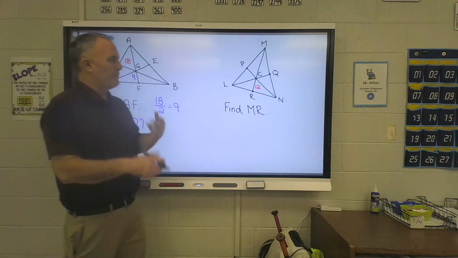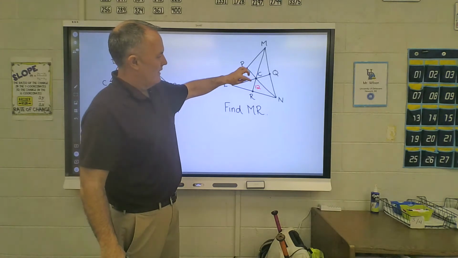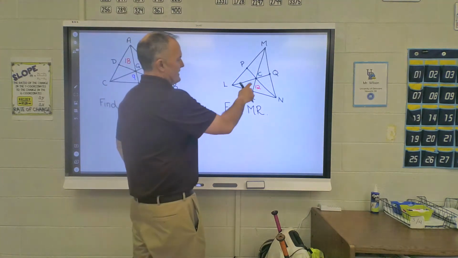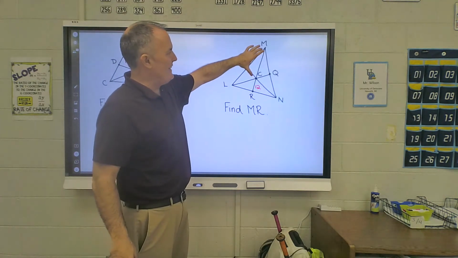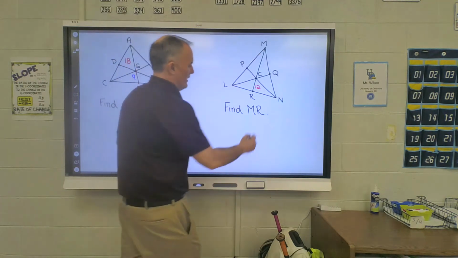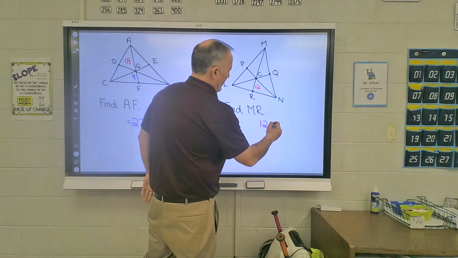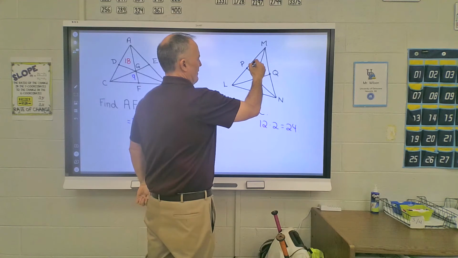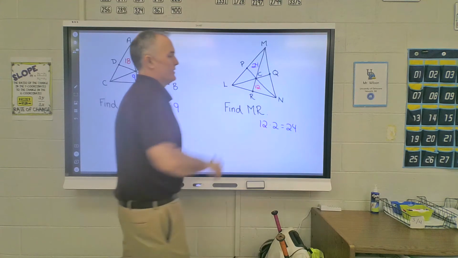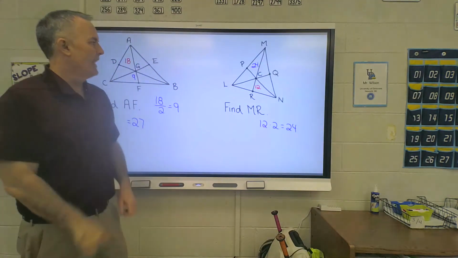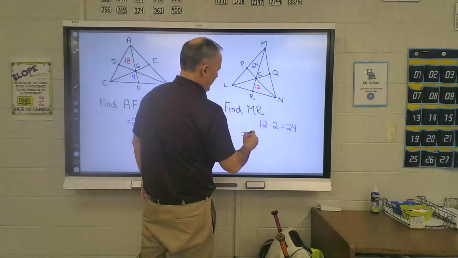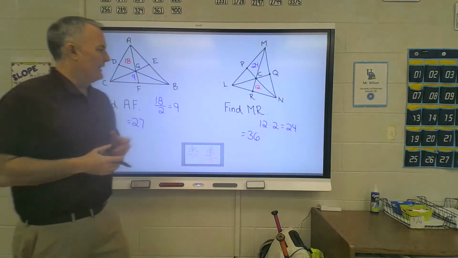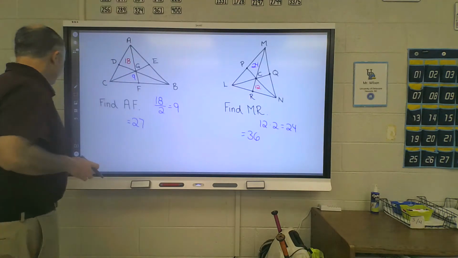Over here, it's the exact opposite. We're given a small part. We want to find out what the entire median would be. Since this top part is twice the amount of the bottom part, we just take that number and multiply it times 2, and I get 24. It means the top part is 24 of my median. And if I add those together, I get 36.